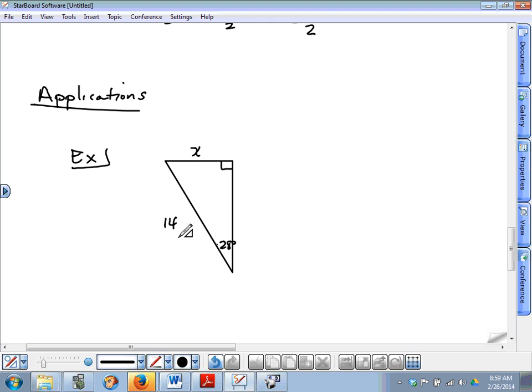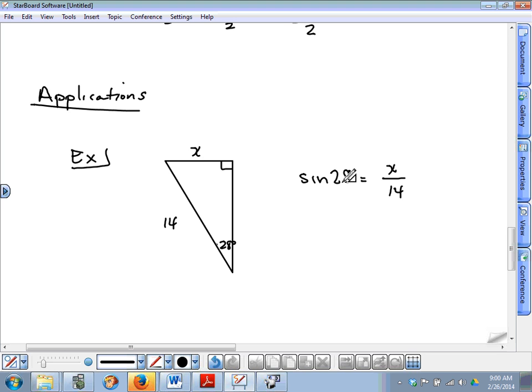So, what do we do? Pythagorean theorem, right? If we're missing a side of a right triangle, we just use Pythagorean theorem. But we're missing 2. So Pythagoras, sorry buddy, your theorem doesn't work anymore. We know this angle. We're trying to find the opposite side from that angle, and we know the hypotenuse. What does that sound like, opposite and hypotenuse? That sounds like sine. So we're going to use sine. So the sine of 28 is equal to x over 14.